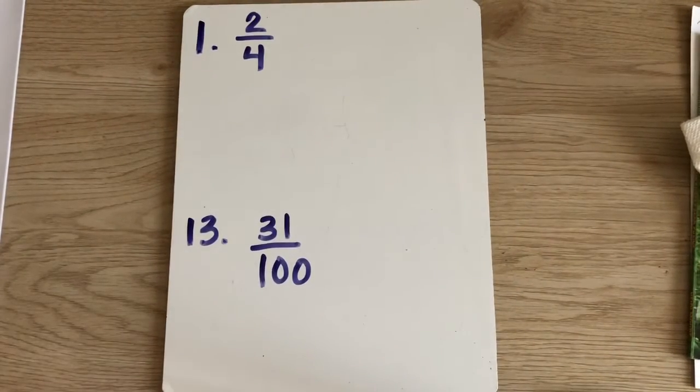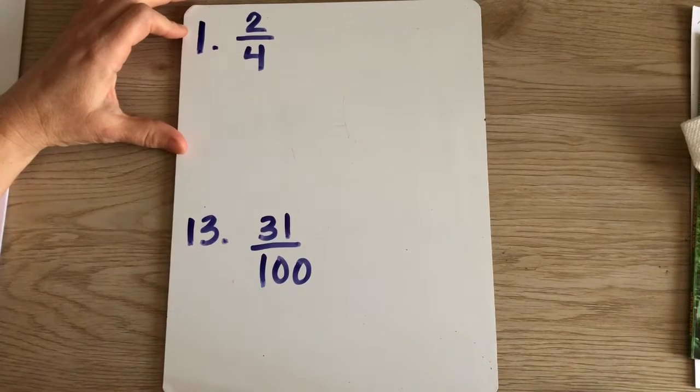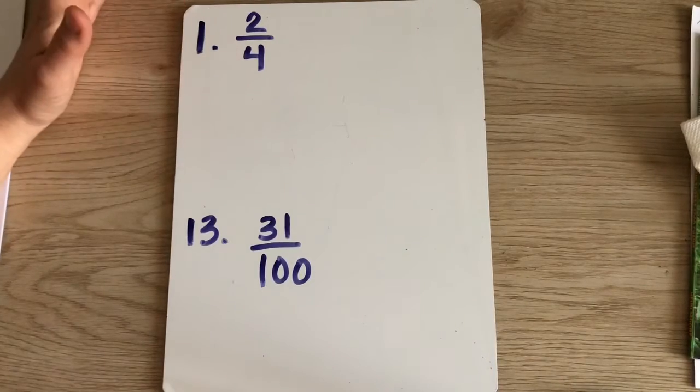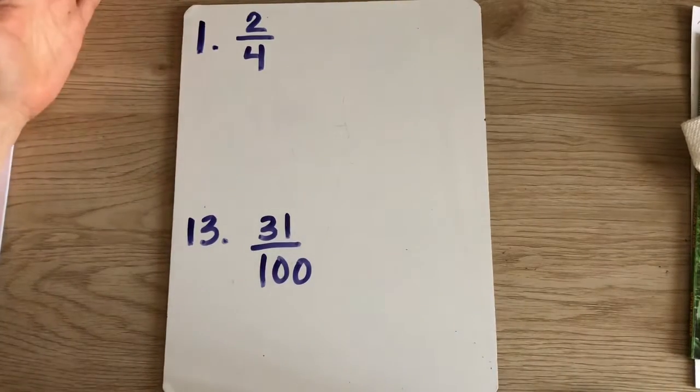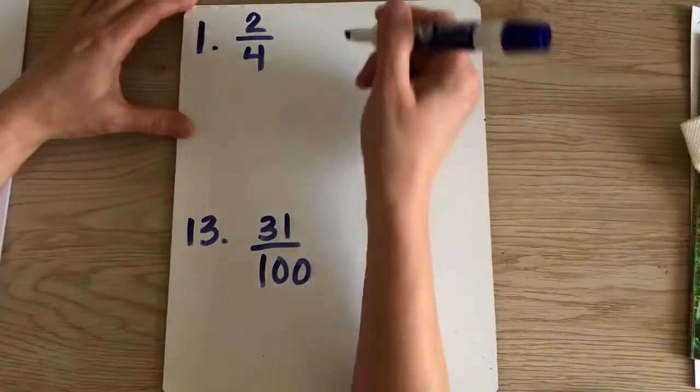Okay, so this is the worksheet Convert Fractions to Decimals that should be for Monday. I'm going to work problem 1 and problem 13. First we're going to take the fraction 2/4 and convert it into a decimal. Remember, the fraction bar is the division sign. So this problem is 2 divided by 4.